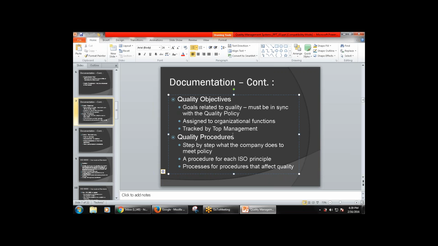So these are the main two parts of this documentation. That is the quality objective. That is, every quality or every aim or everything has an aim. That is the quality objective and the quality procedures. Quality procedure means what are the various quality scenarios that are carried out that are used to achieve the quality concepts. So there is a quality objective and there is a quality procedure.